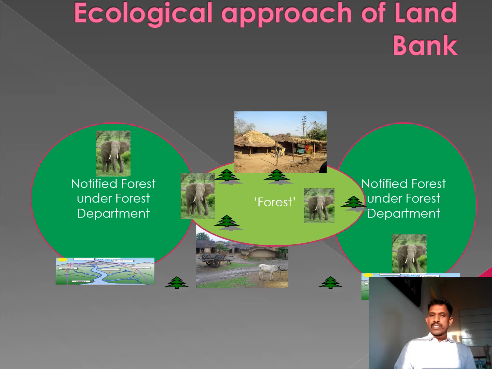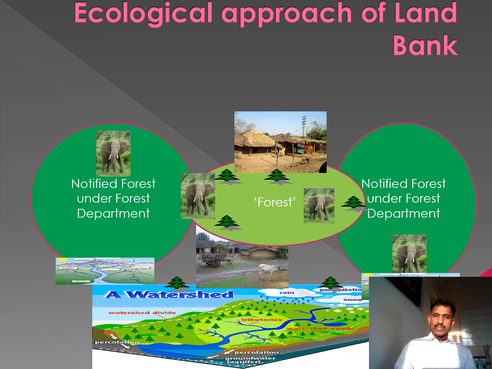So now maybe it has habitation now, but still elephants may be moving as they used to move for thousands of years. They may be contributing to the watershed. Why should we think about only the DFO's notified forest? Our approach should be comprehensive. So this is the ecological approach of the land bank.